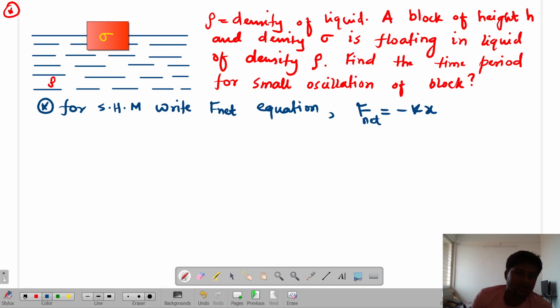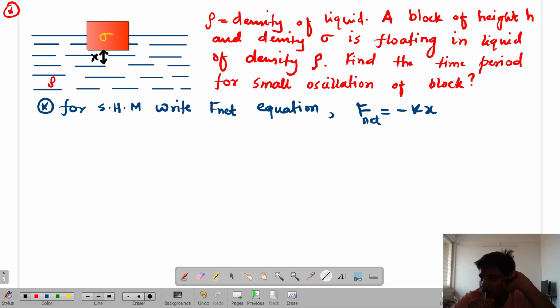Very simple, Baba. See that. If I displace by distance x, let's suppose I'll have to dip it some distance x, isn't it? Already it has height h. A block of height h and density sigma. Okay, height h it is saying.